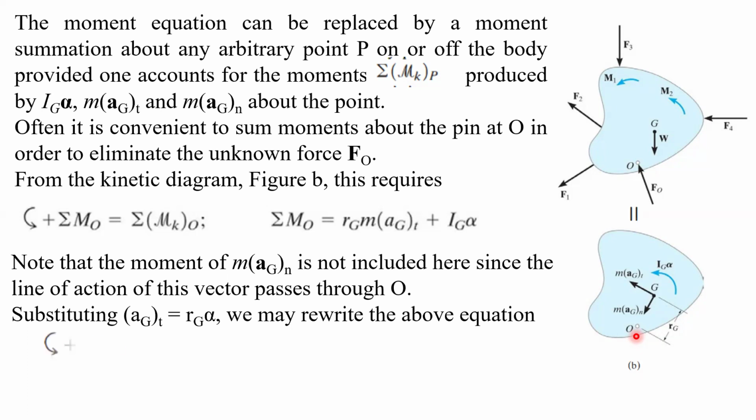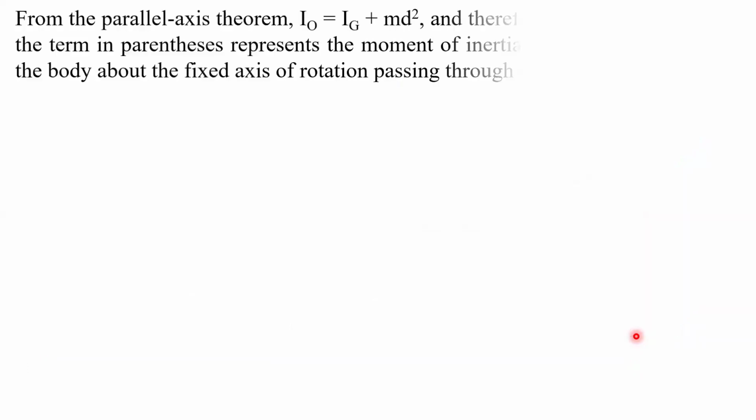We may rewrite the above equation as: the sum of all the moments about point O is the moment of inertia about G, the mass center, plus m r squared, times alpha. By the parallel axis theorem, Io is equal to Ig plus m d squared, and therefore the term in parentheses represents the moment of inertia of the body about the fixed axis of rotation passing through O.